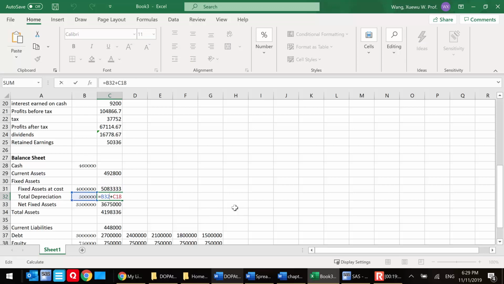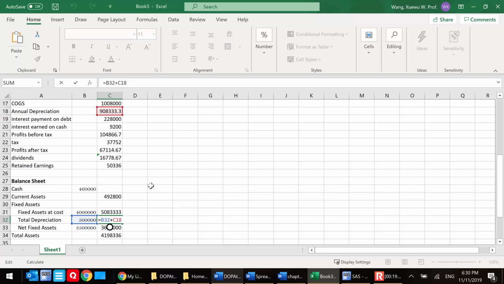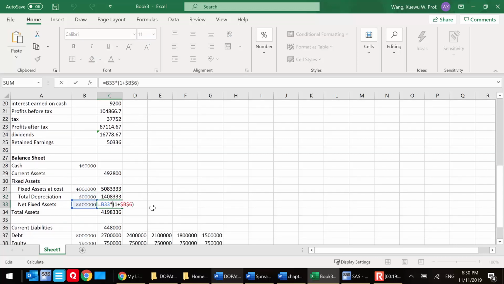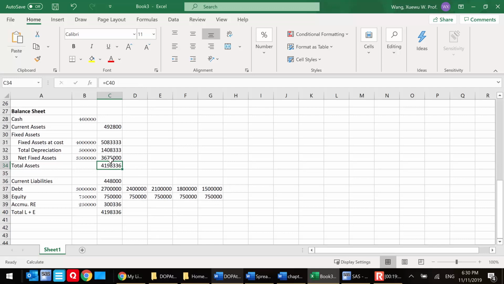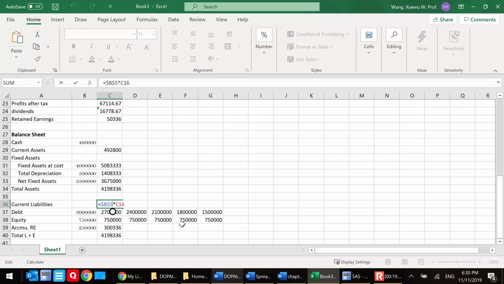We look at this number here. This is the total depreciation, which is the total depreciation for year one, which is the total depreciation for year zero, plus what you have depreciated over year one. All right, so that's good. So what about this? This is the net fixed assets growth rate. So that's good. Right, total assets is set equal to total liability plus equity, so that part is good too. Look at this. So this is the current liability percentage multiplied by sales, so that's good. And this is the debt, this is the equity, and this part is the total retained earnings. This is good, so this is good too.